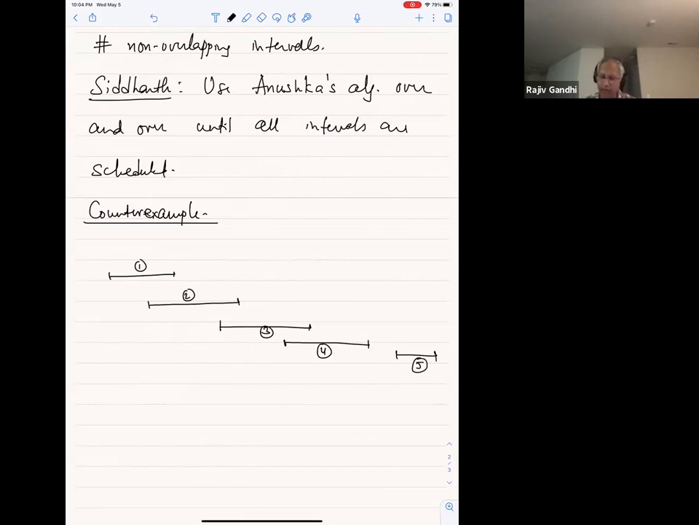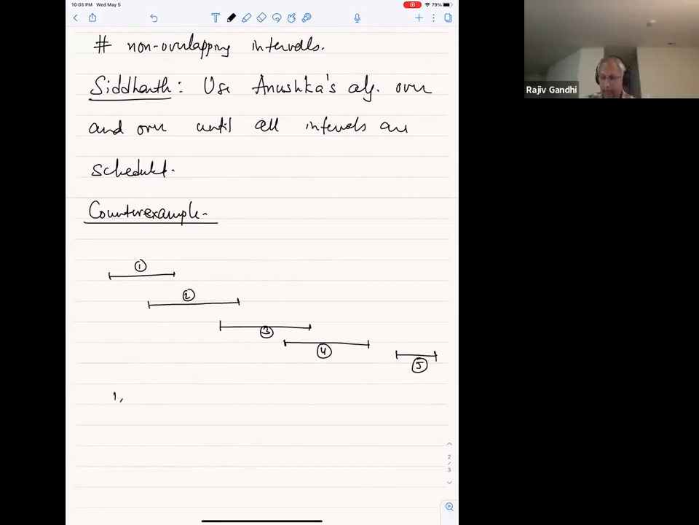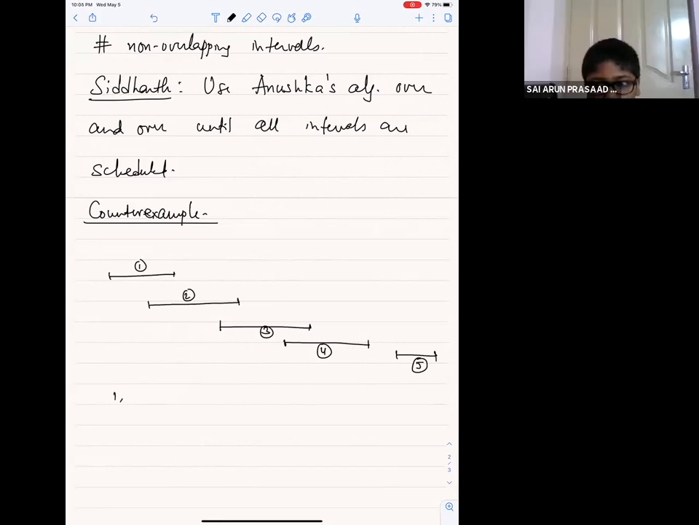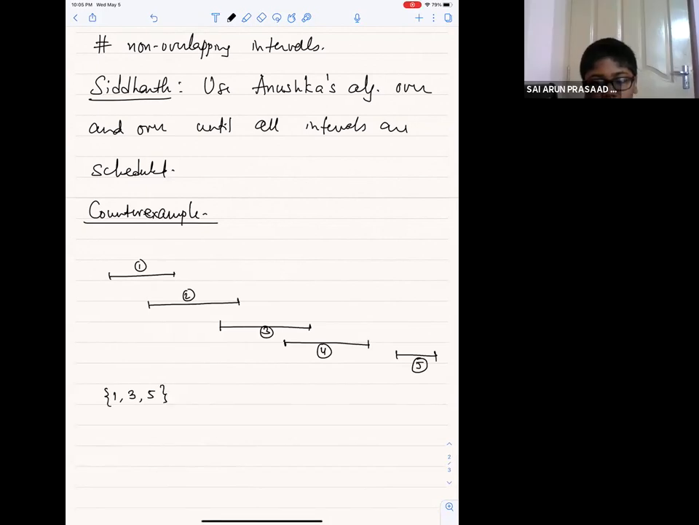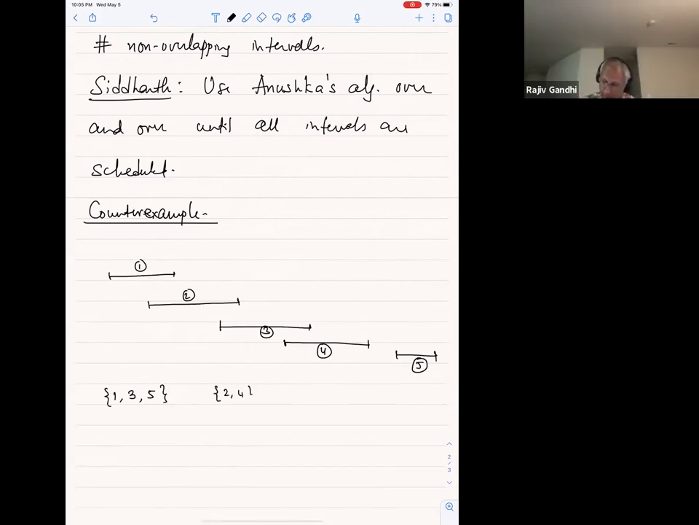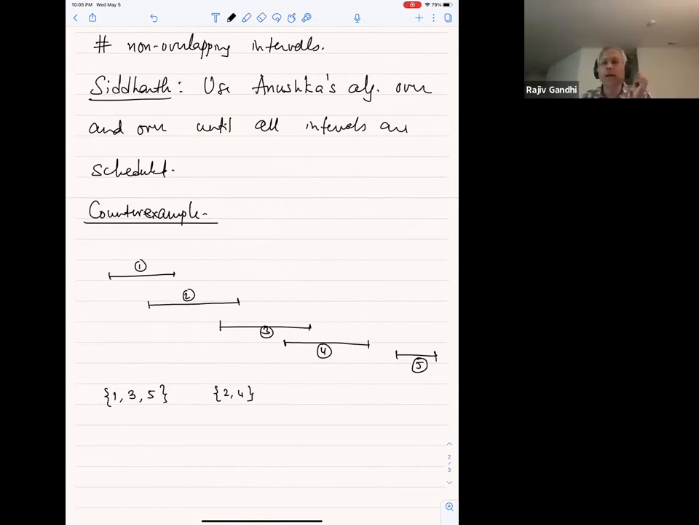So what will Anushka's algorithm give us? We have to choose 1 because it has the earliest finish time. After that, 2 is overlapping it, so we can cancel 2. So 1, 3, and 5, right? And then 2 and 4, right? So what is wrong? I mean, that is correct, right? Yeah, I accidentally thought that 4 would also be counted in the first one. Right, nothing wrong.